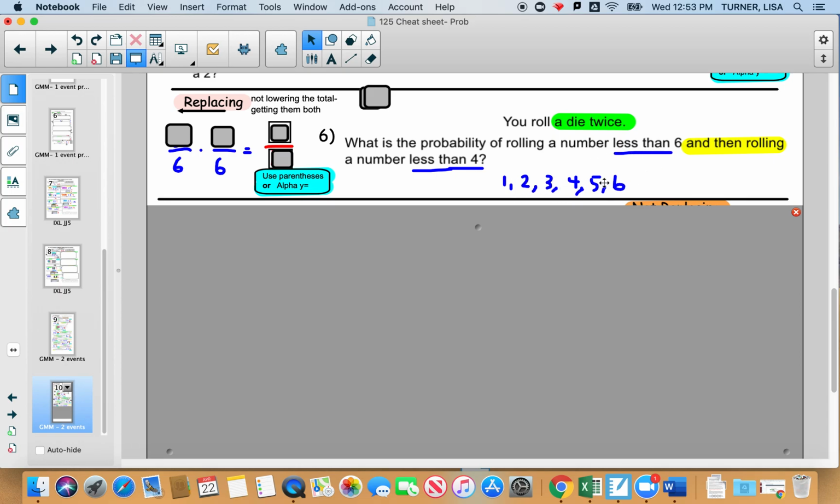And this is sometimes when I write them, scribble them out on scrap paper and use these for all of the ones that have dice questions. But less than 6, there's 5 of them. And then rolling a number less than 4. And sometimes I cover them up with my thumb. Less than 4. It's not equaling the 4. So I have 3 there. And when I multiply these, that reduces down to 5 over 12. 5 over 12.